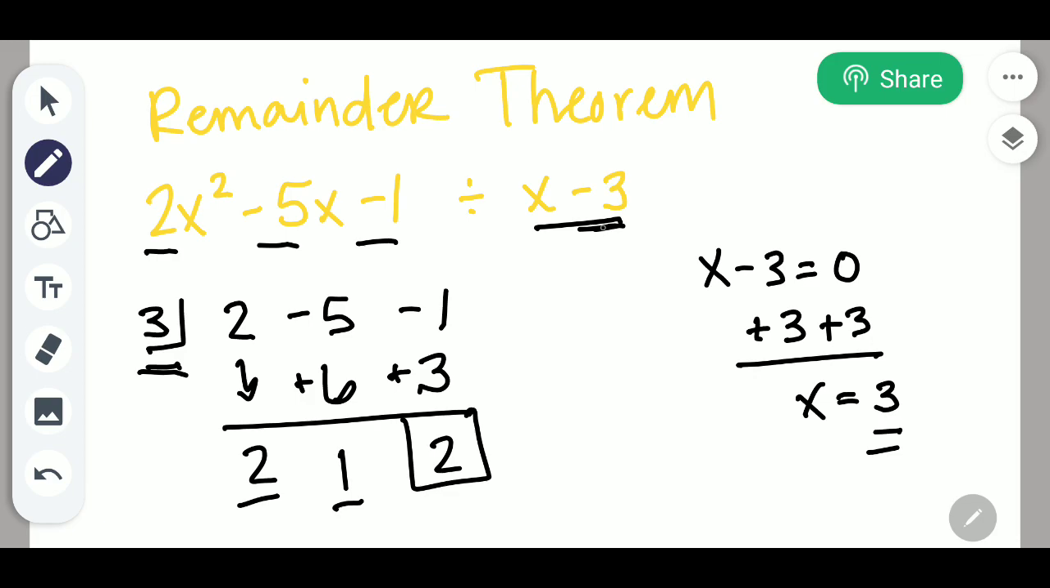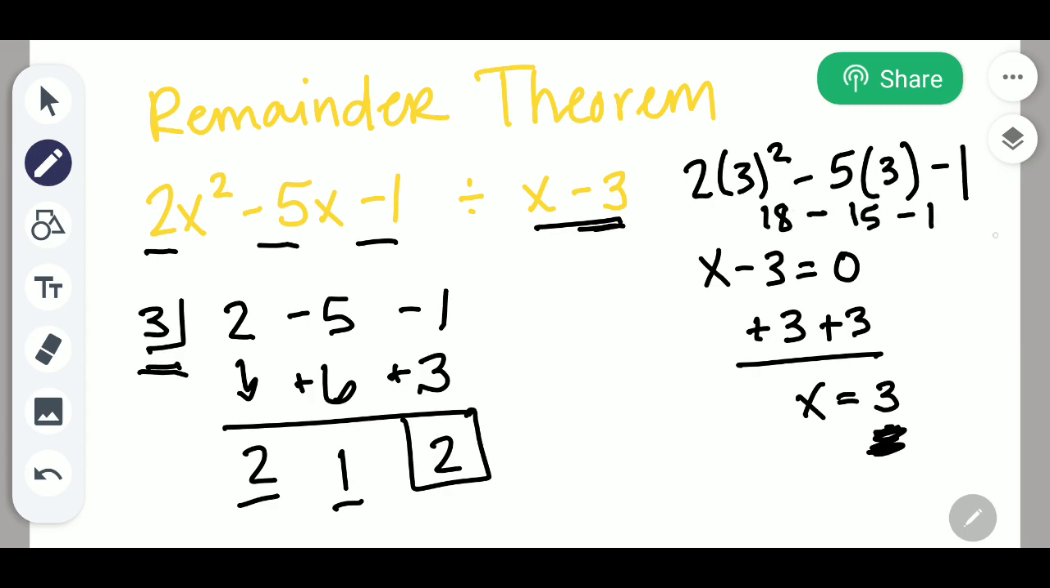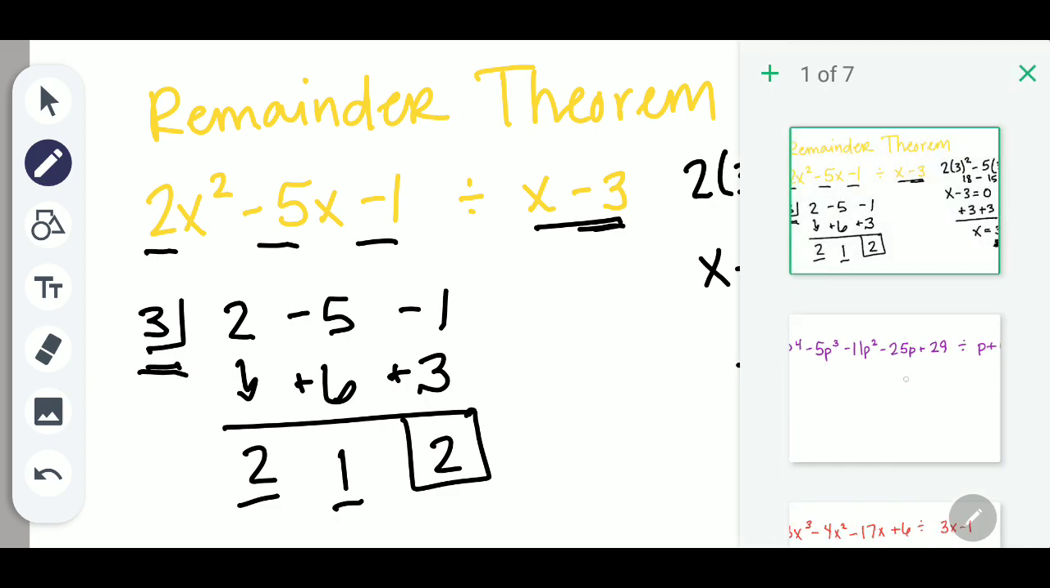So if I plug the positive 3 that I got over here into this equation, I should get 2 out. 2 times 3 squared minus 5 times 3 minus 1. 3 squared is 9, times 2 is 18, minus 15 minus 1 equals 2. So that works. Okay? So that's all your remainder theorem is. It just says if you take the solution to your divisor and plug it back in, you get out your remainder, just like we did over here. Okay, so let's look at some examples.